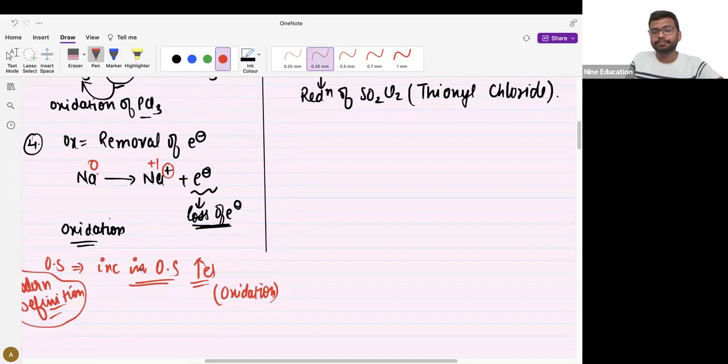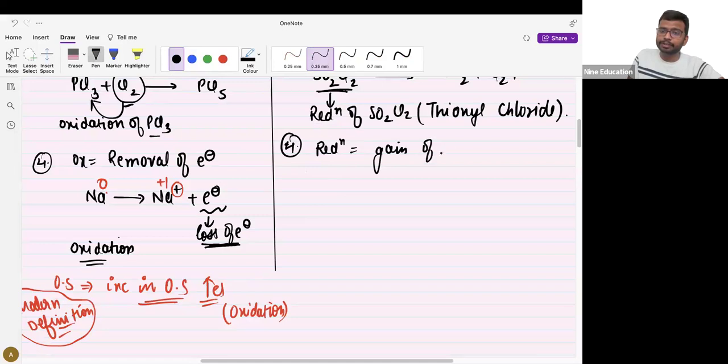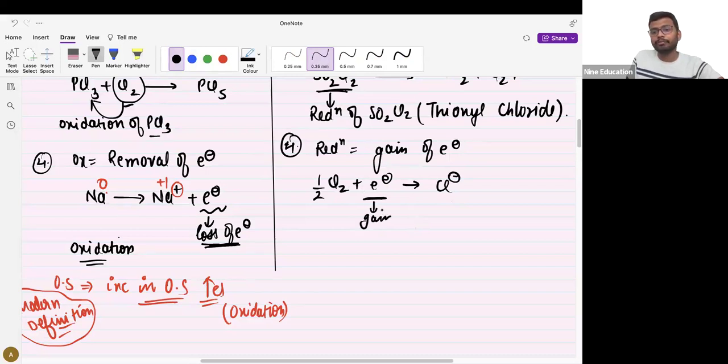Understanding or not? Similarly, if I want to do reduction, reduction means gain of electrons. Let's say I have half Cl2, 1 electron I gained, and I made Cl minus. So this is gaining of electrons in the reactants. This is gain of electrons.